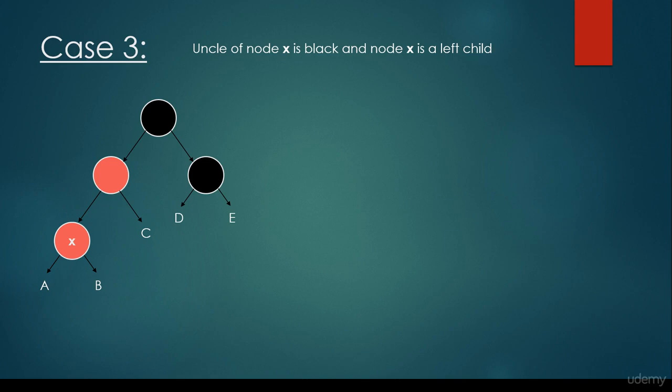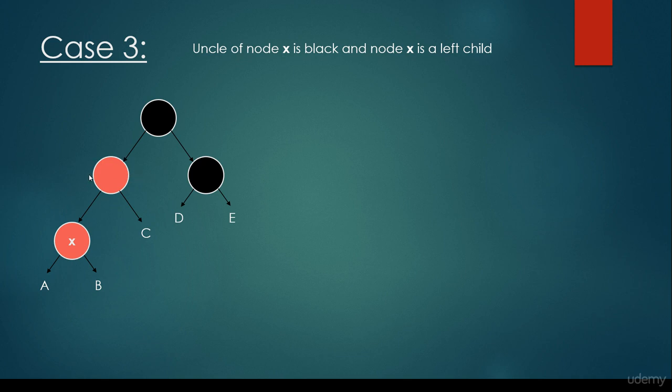Hi, in the previous videos we have been discussing the case 1 and the case 2 scenarios. In this video we are going to talk about the case 3. So the uncle of node X is black. We have the node X as a left child of a left child.